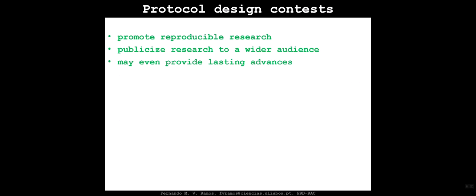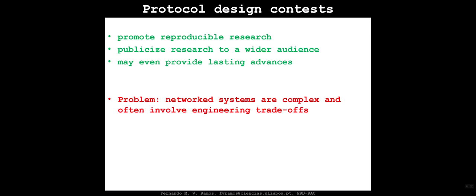They are still very rare, but the goals of the few that exist are basically three. One is promoting reproducible research. This is very important from a scientific perspective, having systems, networks and experiments that we can reproduce, and this is something that is required in a protocol design contest. It also helps publicize research to a wider audience, and as you will see during this video, it may even provide lasting advances to the state of the art of networking research.